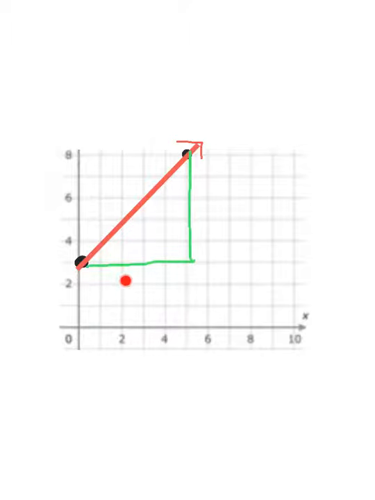So I went over 1, 2, 3, 4, 5. So I'm going to label that with a 5. And then I went up 1, 2, 3, 4, 5. So my fraction, again, is 5 over 5 because we extended our triangle bar out, which equals 1.